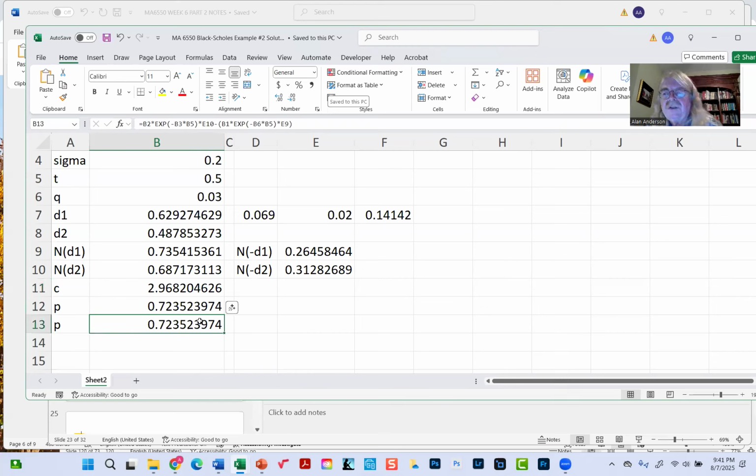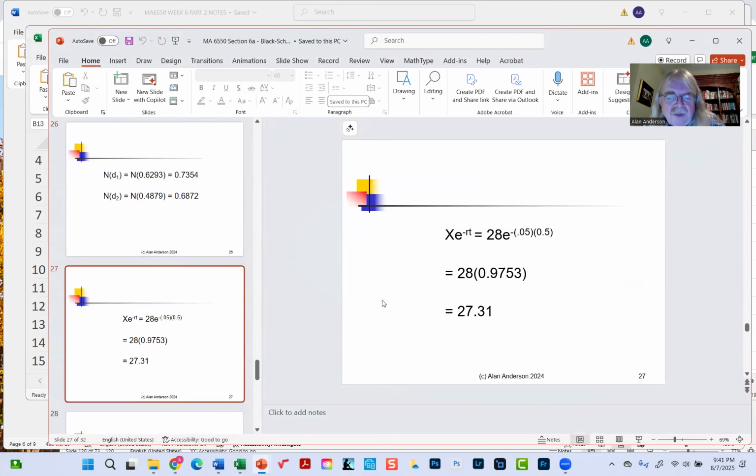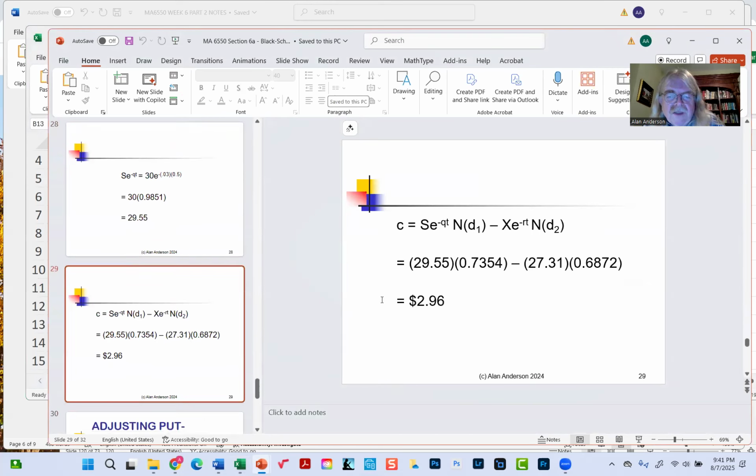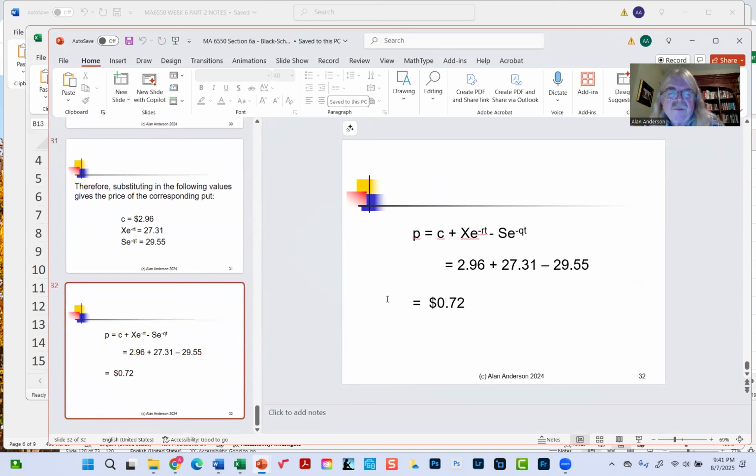And down here, we can again approach this in 2 different ways. We can either use the adjusted put-call parity formula or the approach I showed you earlier, which involves substituting put-call parity into Black-Scholes. So this turns out to be approximately $3 for the call. The put with the adjusted put-call parity is about 72 cents.